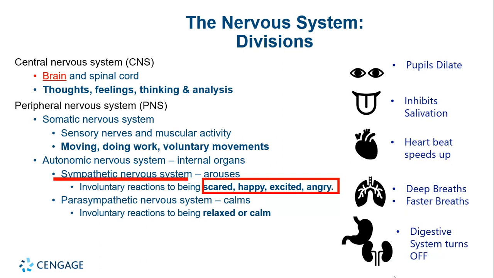Your pupils dilate to let in more light so you can see better and take in more information. Your saliva is inhibited. This is no time to have a chip while a lion is chasing you. So your saliva gets inhibited, but your heart speeds up, and your breath becomes deeper and faster. And the one thing that gets turned off is your digestive system.